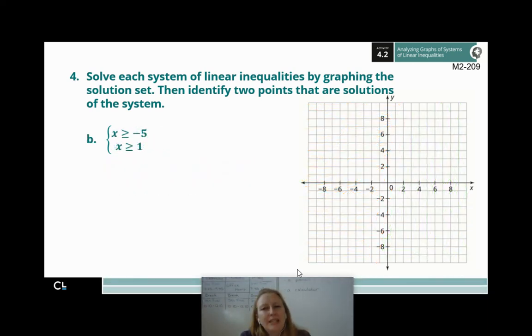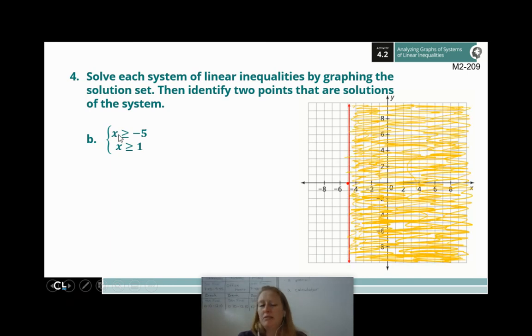How'd you do with this one? Did this one freak you out a little bit? Were you like, there's no y's? That's okay. We can still do this. So x is greater than or equal to -5. Well, here's -5, so I'm going to put a little dot there. And if x is greater than or equal to it, that means everything to the right is fair game. Now, it does say equal to, so I'm just going to make a solid line here and shade everything to the right, because x is greater than.